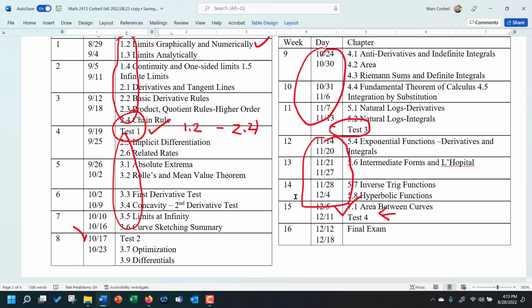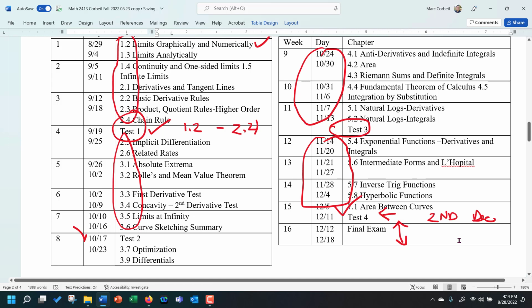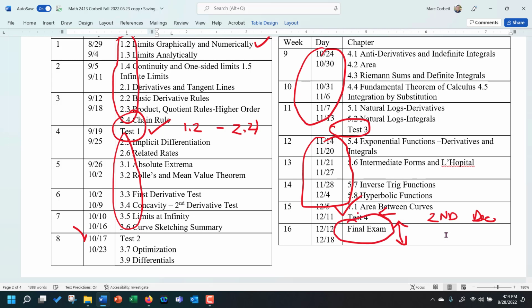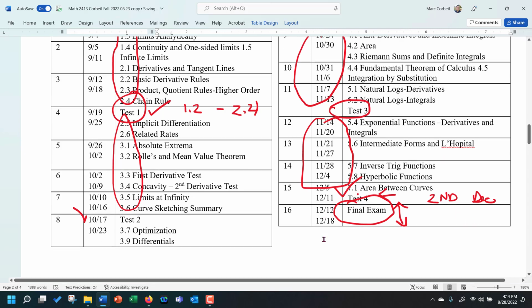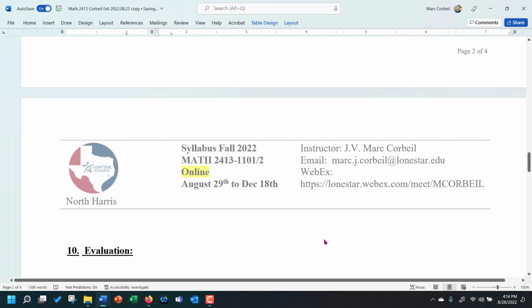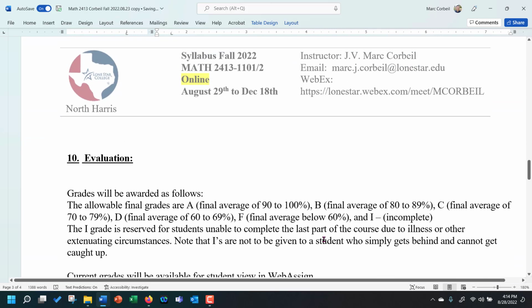So we started on the 29th. So we finish actually in the second week of December over here. And then our final exam will be in the week after the 11th, so the following week, the week of the 12th to 18th. So on the 12th to 18th, you only have one thing to do, and that is to write the final, which brings us down into how all that's going to happen with evaluation.